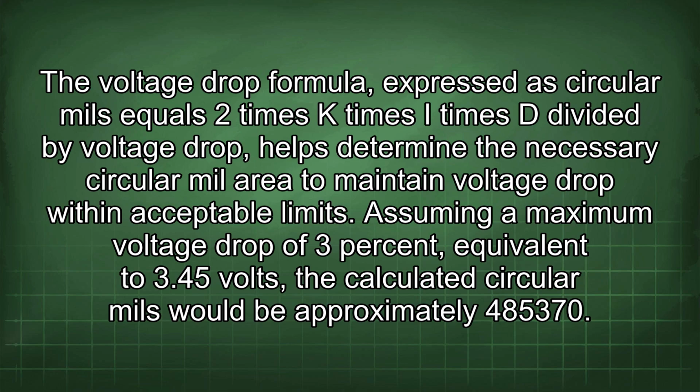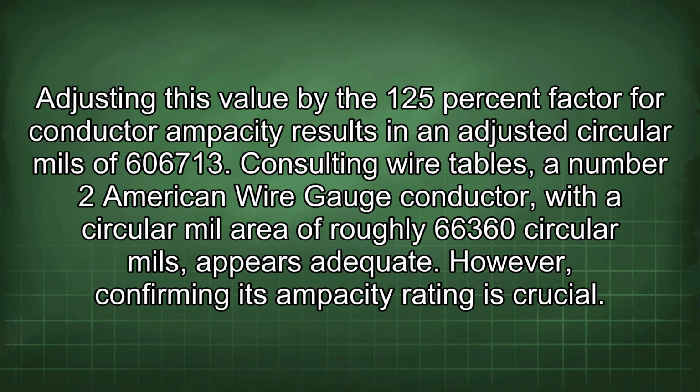Assuming a maximum voltage drop of 3%, equivalent to 3.45 volts, the calculated circular mils would be approximately 485,370. Adjusting this value by the 125% factor for conductor ampacity results in an adjusted circular mils of 606,713. Consulting wire tables, a number 2 American wire gauge conductor with a circular mil area of roughly 66,360 circular mils appears adequate.